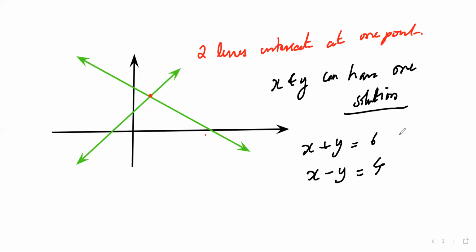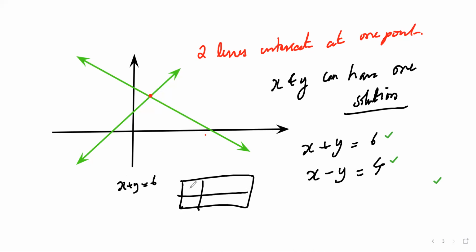I hope everyone knows how to plot the graph, because plotting the graph is important for us. For x plus y is equal to 6, how will I plot the graph? I'll just draw a table here with x and y. If x is equal to 0, what is the y value? 6. If y is equal to 0, what is the x value? 6. That's it, so I can plot the graph and get a line. That's how we plot the graph.